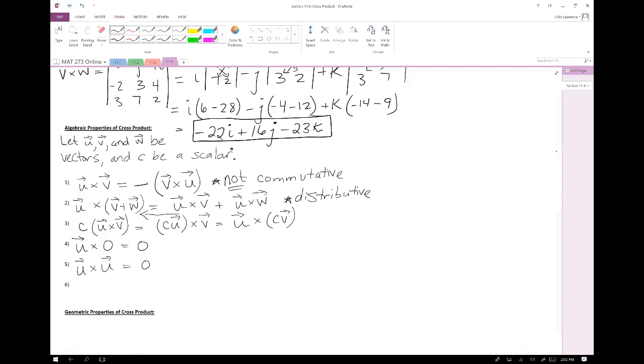And the same is true if you just crossed a vector with something parallel to it. So this is also true for parallel vectors.